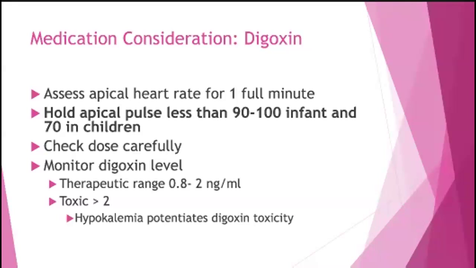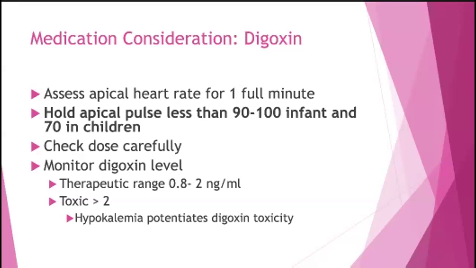We withhold digoxin if the apical pulse is less than 90 to 110 in infants and young children or less than 70 in older children. Typically, it's less than 60 in adults. We want to double check the prescribed dose to ensure it's age appropriate and safe. If the prescription seems unclear or unusual, we need to clarify with the provider before administering.